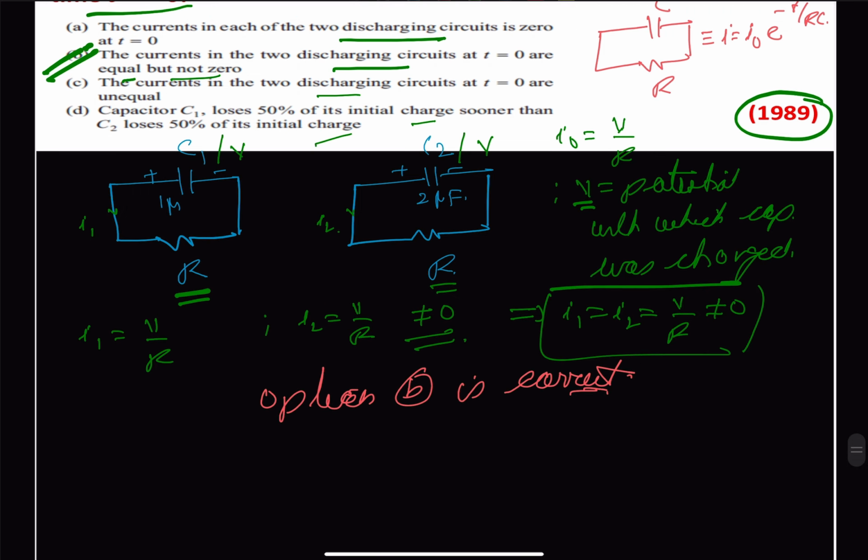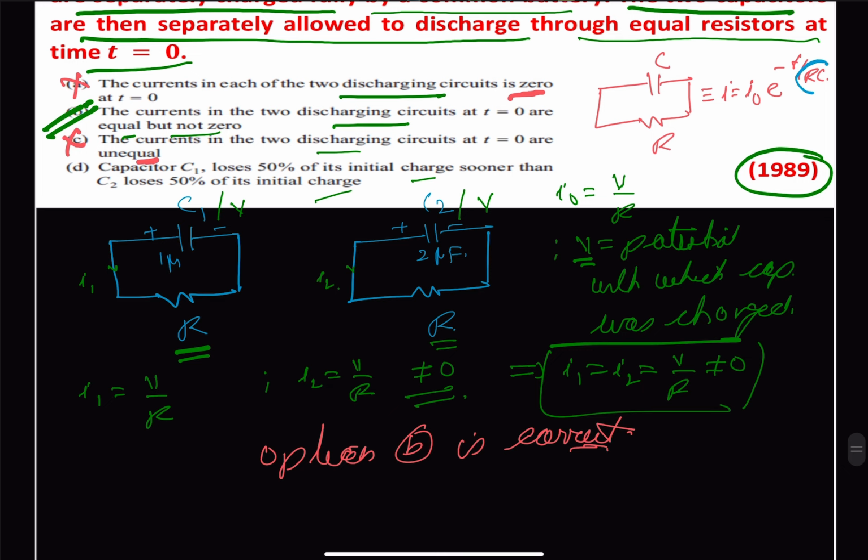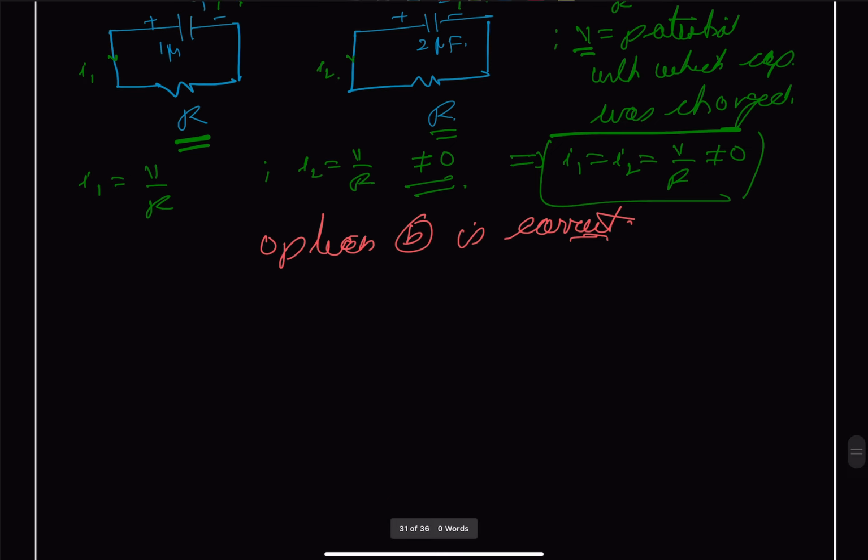And obviously C is also incorrect because it says the currents are unequal. Option A says that the current is 0, so A is also incorrect, and we need to check only now option D, which states that C1 loses 50% of initial charge sooner than C2 loses 50% of initial charge. Okay, and charging or discharging, everything will be only dependent upon the time constant, that is the product of this RC.